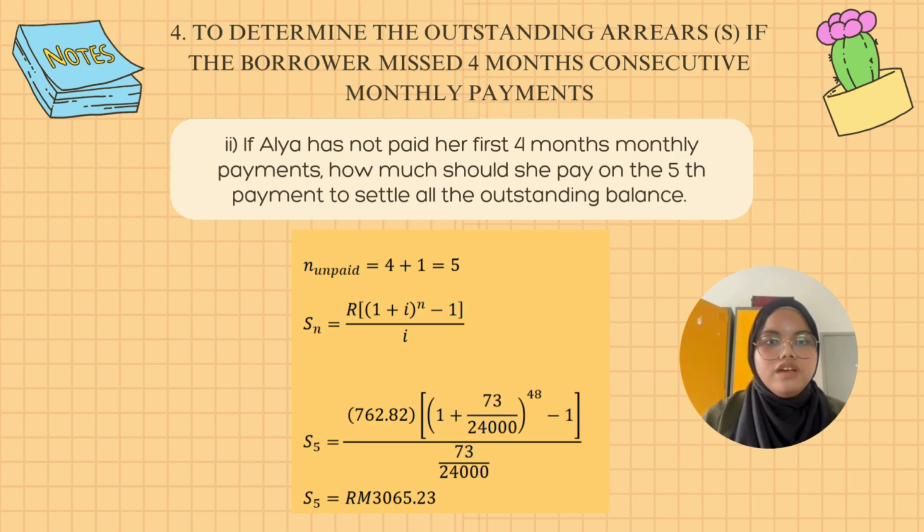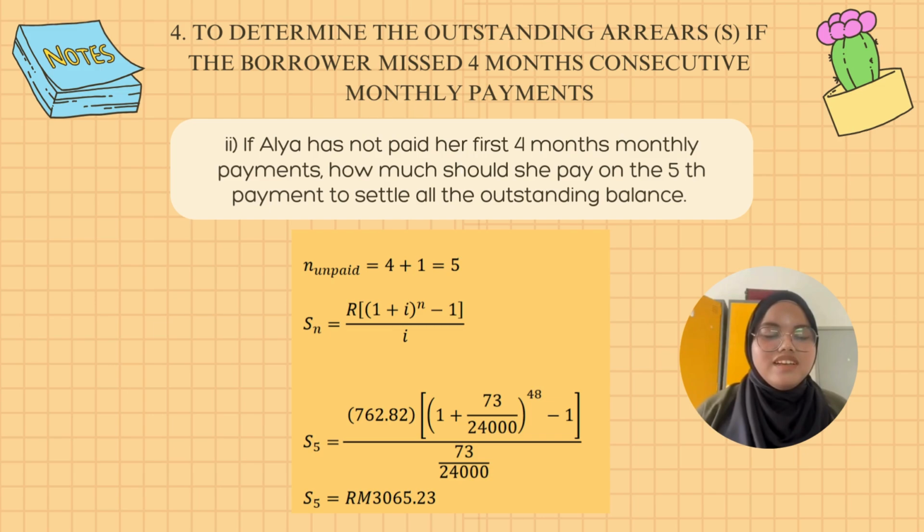Sn equals R times ((1 plus i) to the power of N minus 1) over i. S5 equals 762 ringgit and 82 cents times ((1 plus 73 over 24,000) to the power of 48 minus 1) over 73 over 24,000. So the final answer is S5 equals 3,065 ringgit and 23 cents.